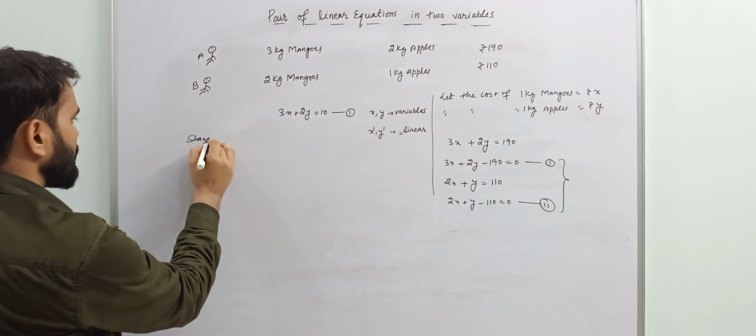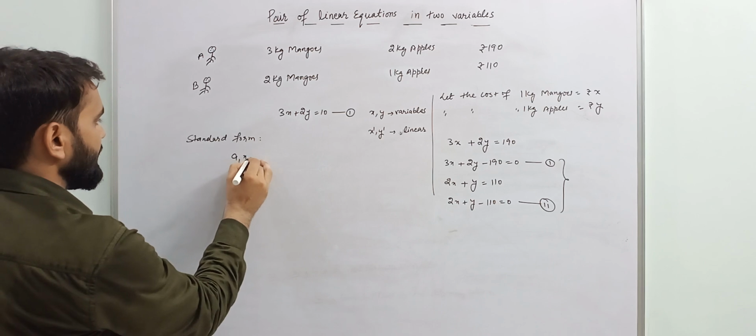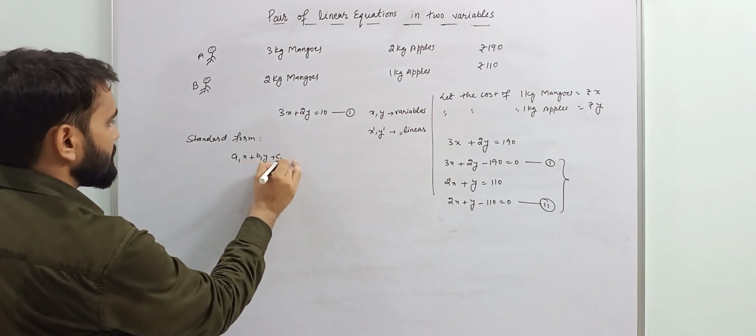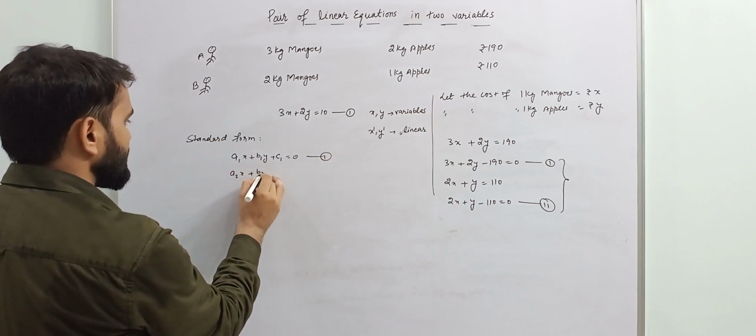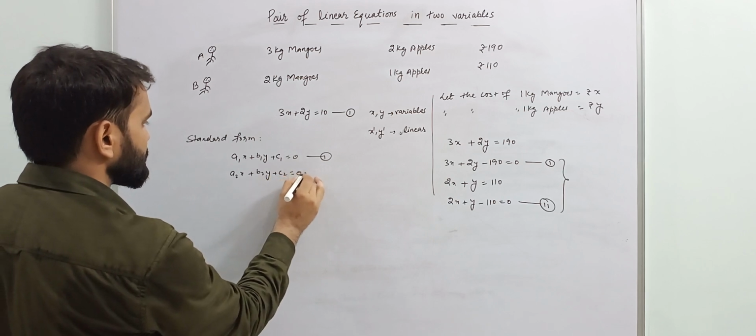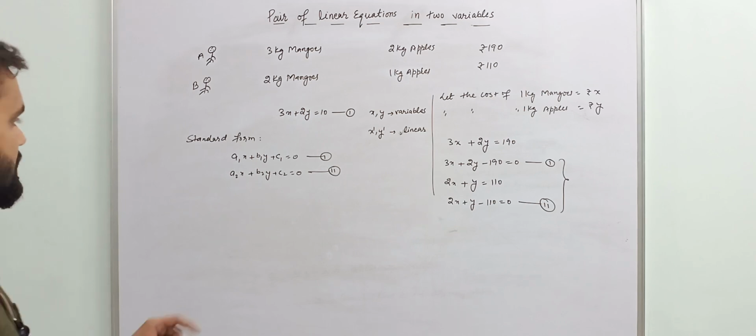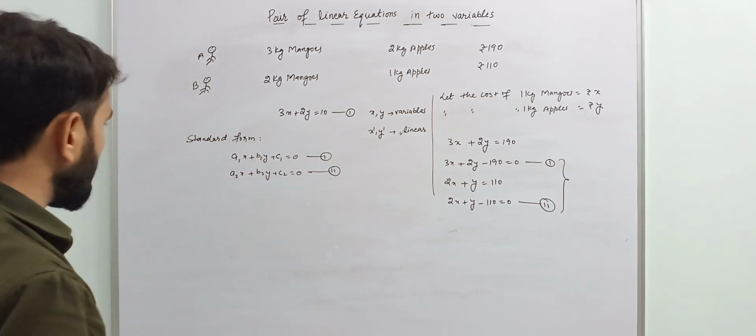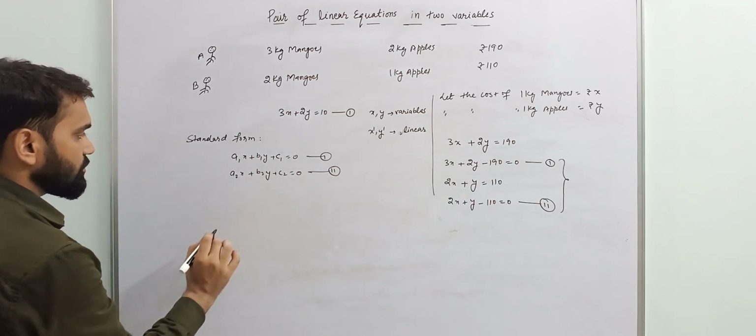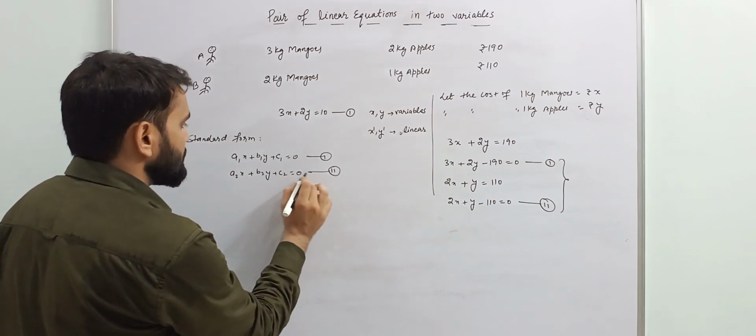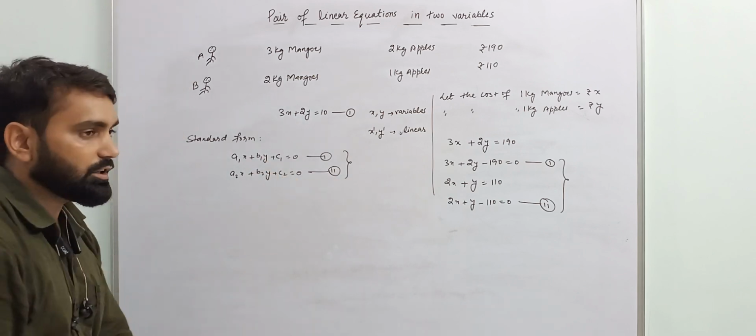So the standard form is a1x plus b1y plus c1 equal to 0, and a2x plus b2y plus c2 equal to 0. Here a1 is the coefficient of x, b1 is the coefficient of y and c1 is the constant term. Similarly, a2 is the coefficient of x, b2 is the coefficient of y and c2 is the constant term in equation 2. So together they are called a pair of linear equations in two variables.